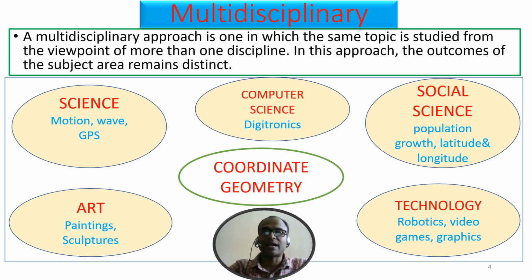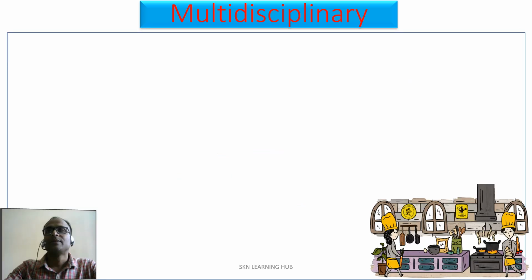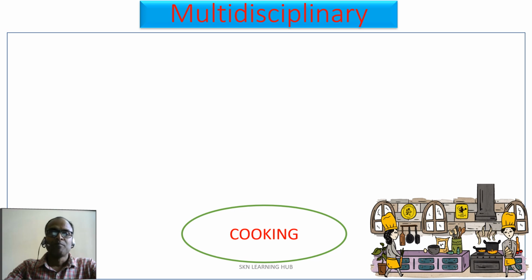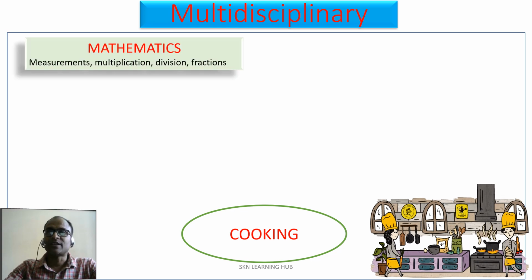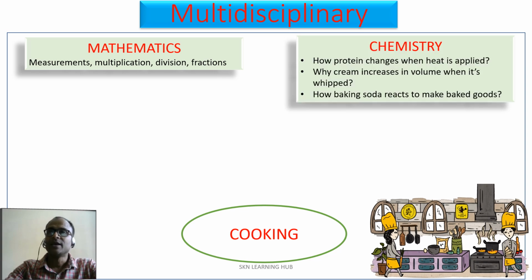Let us consider another real life example, that is cooking. Mathematical skills such as measurement, multiplication, division and fractions, which are essential to cooking, can be discussed. The same topic can be discussed from the perspective of chemistry through questions like how protein changes when heat is applied, why cream increases in volume when it is whipped, how baking soda reacts to make baked goods.